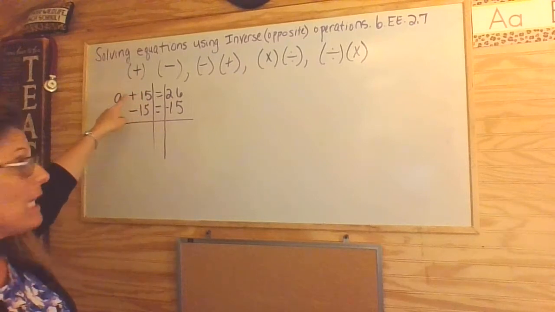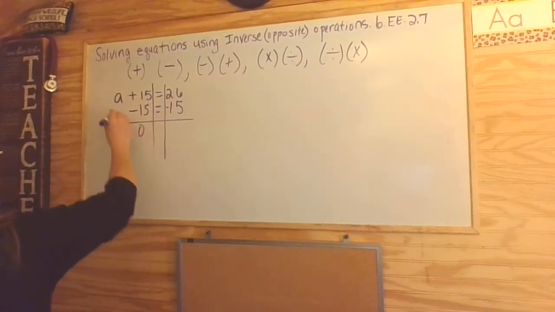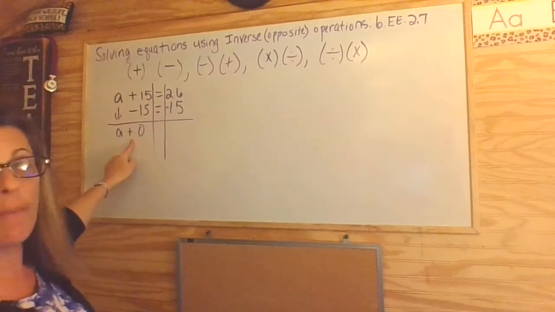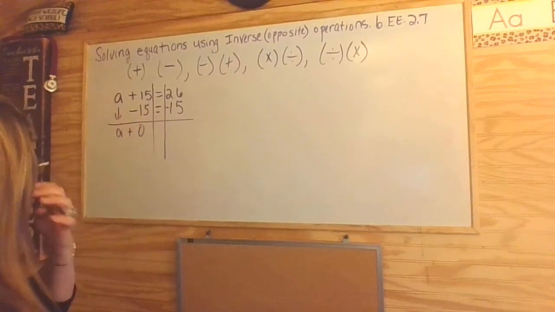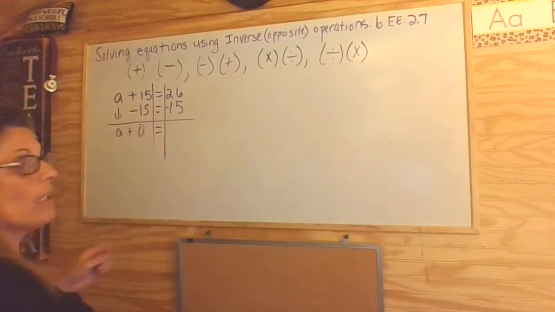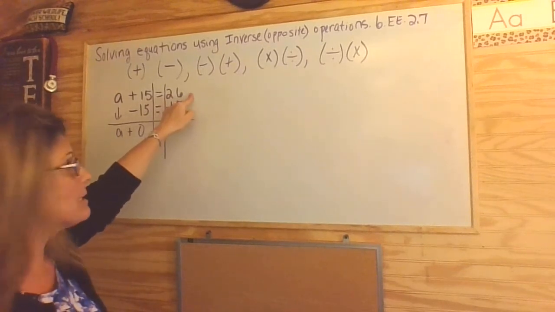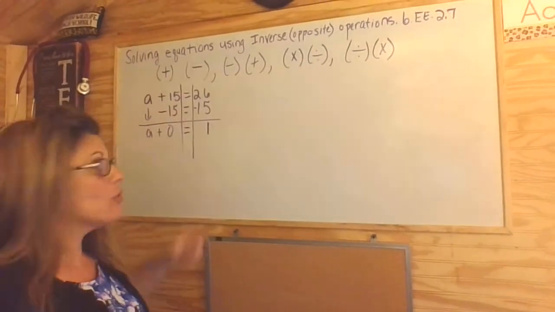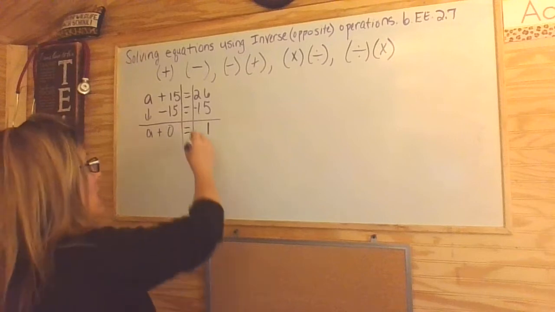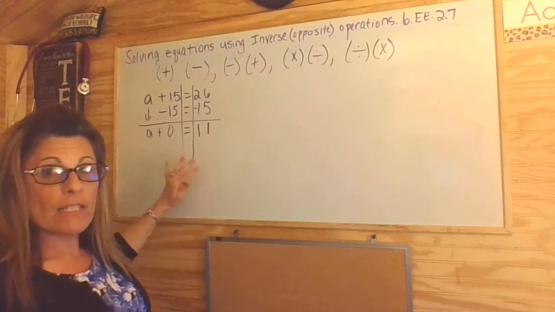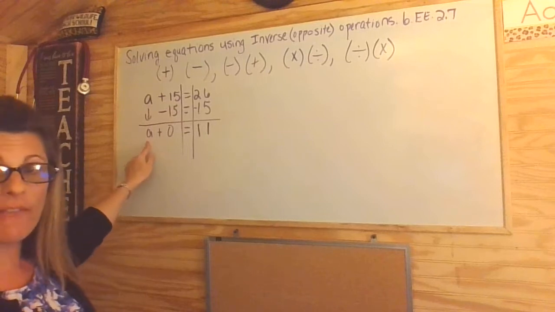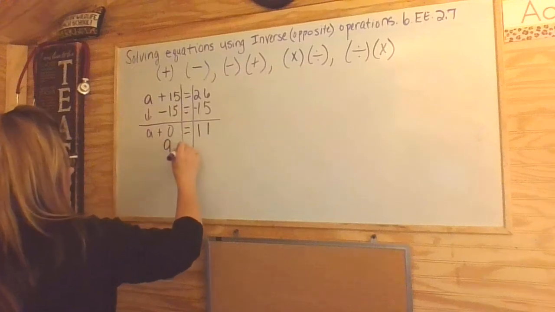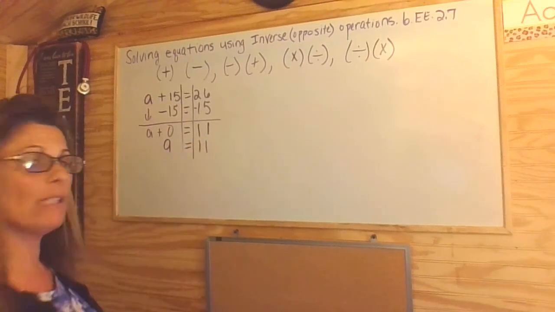And I know that 15 minus 15 is 0. So I bring down my variable. Now I have a plus 0 on my left side of the equal sign. On the right hand side of the equal sign, I'm going to do my subtraction. I have 6 ones, take away 5 ones is 1 one. I have 2 tens, taking away 1 ten is 1 ten. Then, to take it one step further, if I have a and I do not add anything to it, I'm still left with a, and my answer would be a equals 11.